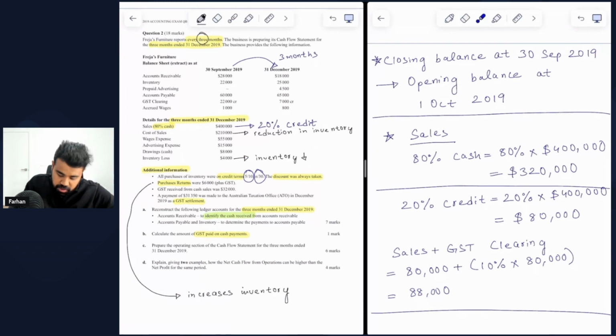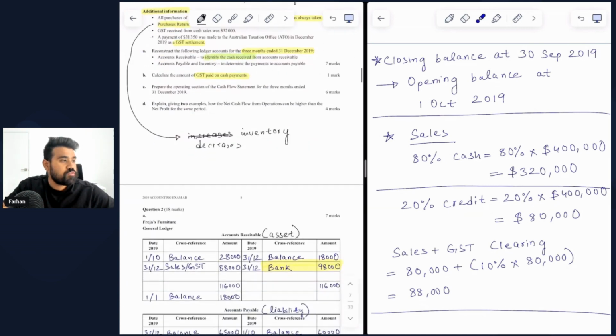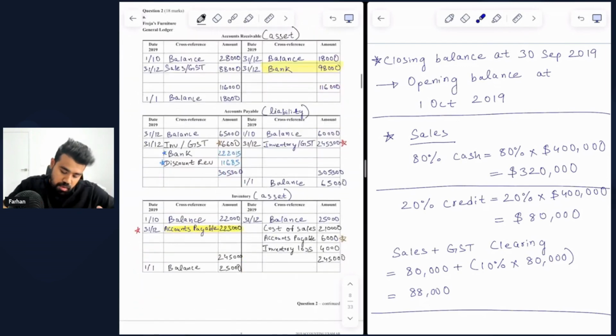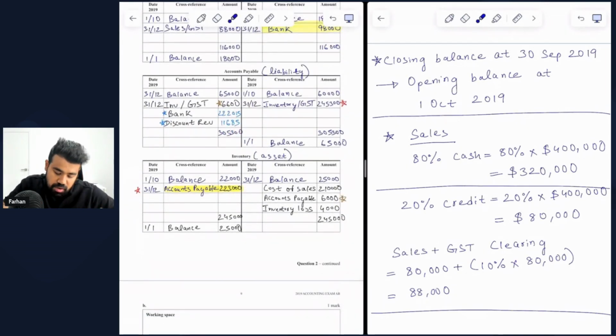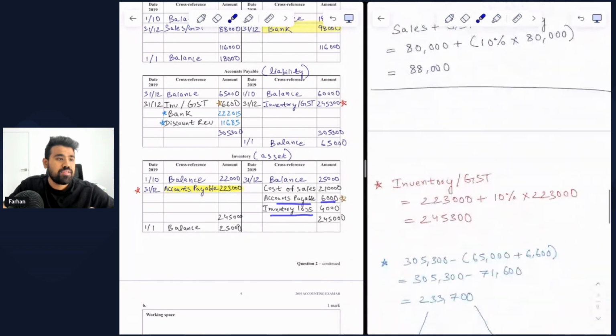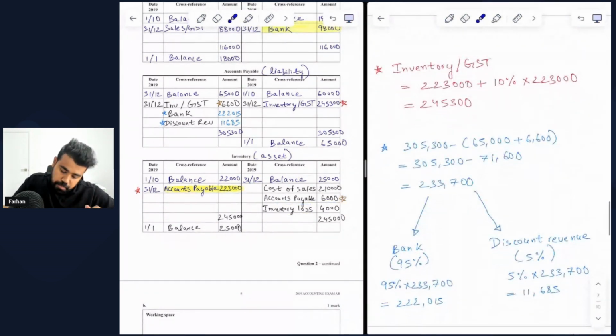So I'm going to correct this because this should be decreases inventory. I apologize for that. So let's scroll back down to the reconstruction for the inventory ledger account, and you can see that I've included in purchase returns of 6,000 on the credit side, which again refers to a reduction in the balance of inventory that we hold.